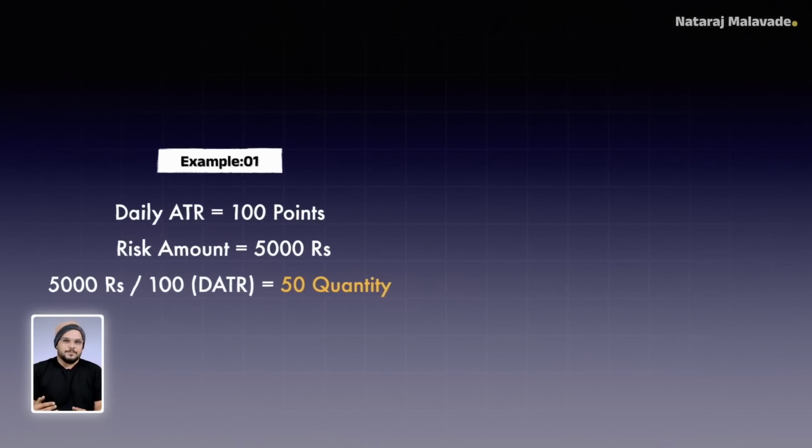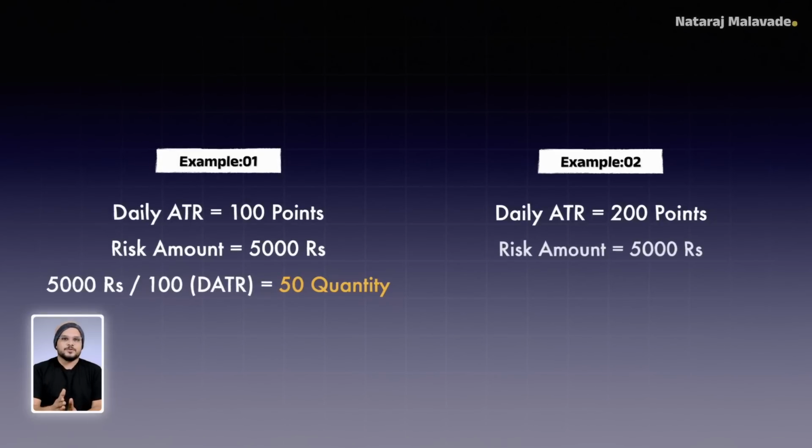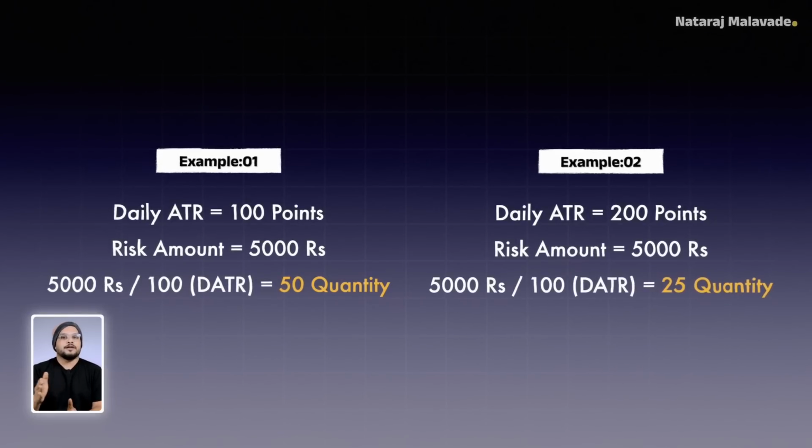Here's another example. Suppose the volatility increases and the daily ATR is now, instead of 100, 200 points. Now again you have to do the same thing. 5,000 rupees you are ready to risk, and you divide it by 200, which gives us 25. Therefore, by taking 25 quantities in this trade, you adjust your position sizing to the higher volatility.